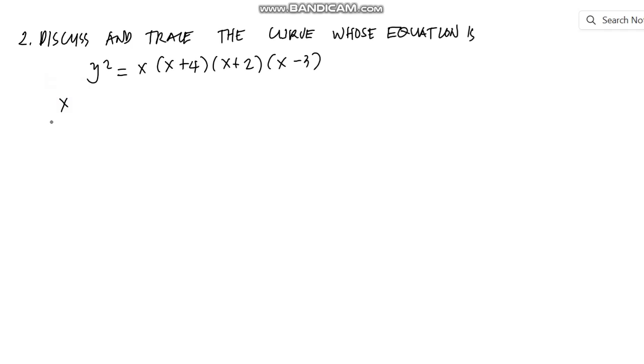part is negative. So for the first factor, x, then we have x plus 4, we have x plus 2, and we have x minus 3. If we multiply these four factors, x, x plus 4, x plus 2, and x minus 3, that would be equal to y squared. Now, if we take the square root of y squared, then we have the value of y.